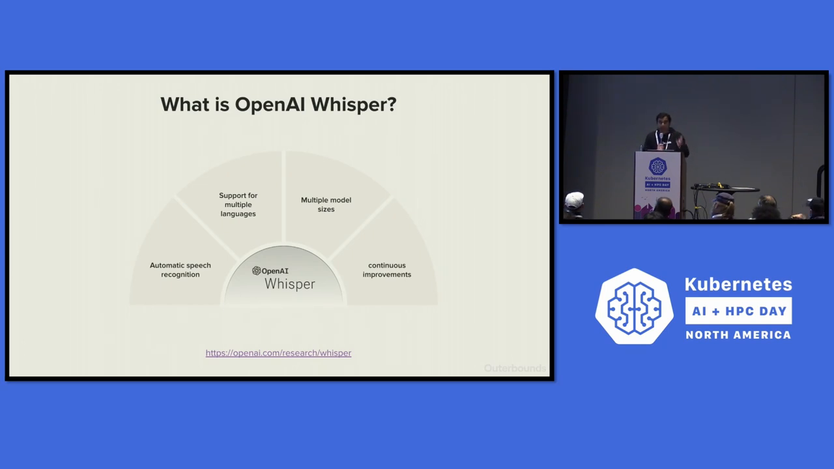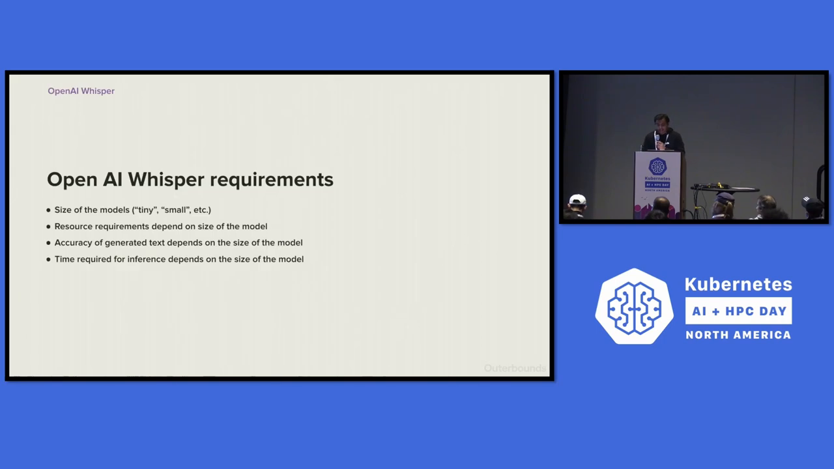It supports multiple languages. And another interesting facet of OpenAI Whisper is that the model weights are available in multiple sizes. They have t-shirt sizing. So as a user, you have to pick whether you use the tiny model or the small model or the large model or the medium model. And that size of the model decides a few other things.